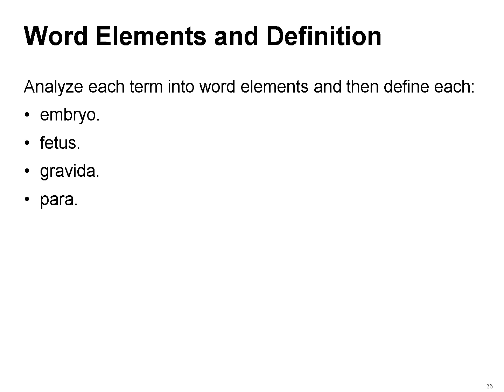Gravida. Word elements: derived from the Latin word meaning pregnant woman. Definition: refers to the total number of pregnancies a woman has experienced, regardless of outcome. Para. Word elements: derived from the Latin word meaning to bring forth. Definition: refers to the number of deliveries a woman has had that resulted in viable offspring.